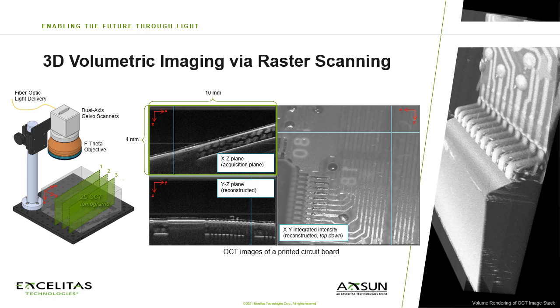You can appreciate in these sample images how OCT is able to characterize the thickness of multiple layers, including a thin conformal coating, as well as the metal and dielectric layers of a printed circuit board. The blue cursors on these 3 images indicate the perpendicular planes in which the other 2 images are sectioned.